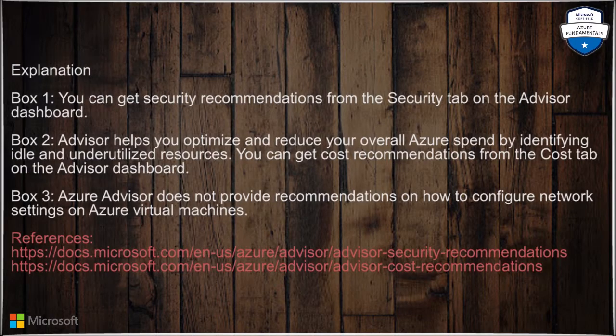Explanation. Box 1. You can get security recommendations from the Security tab on the Advisor dashboard. Box 2. Advisor helps you optimize and reduce your overall Azure spend by identifying idle and underutilized resources. You can get cost recommendations from the Cost tab on the Advisor dashboard. Box 3. Azure Advisor does not provide recommendations on how to configure network settings on Azure virtual machines.